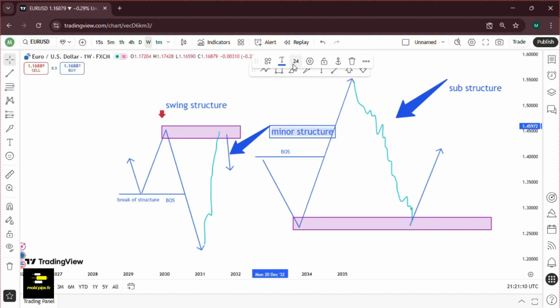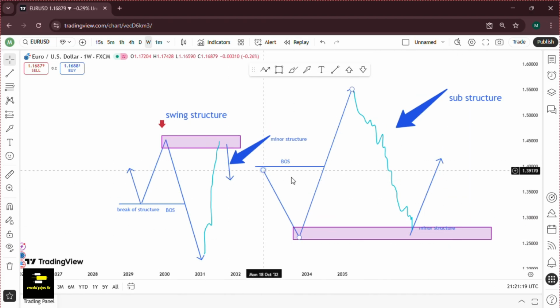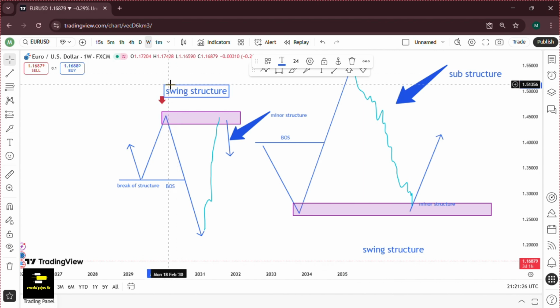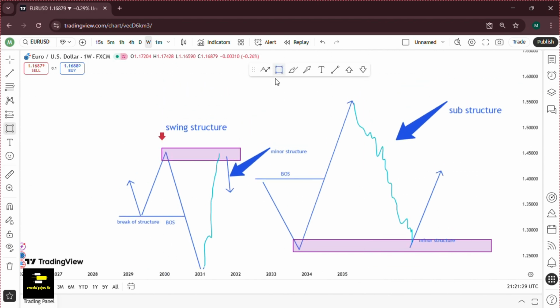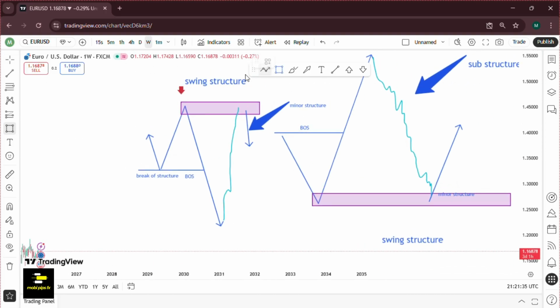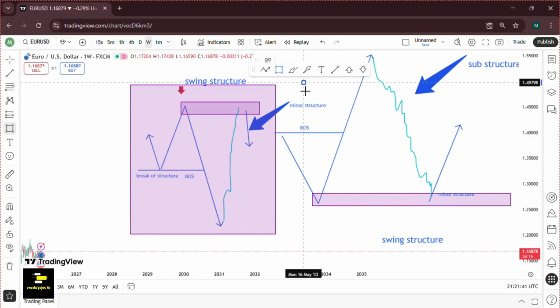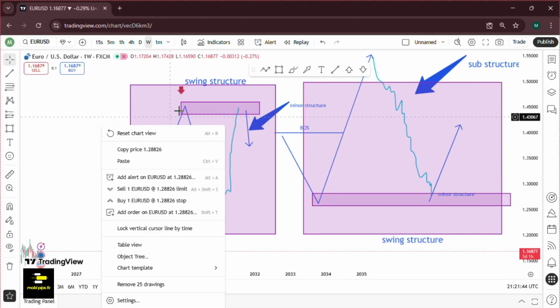Minor, please. So that's our minor structure, right? Minor structure right here. Everything you're seeing here is a swing structure. All right, so swing structure 1 here, then we have 2 here.